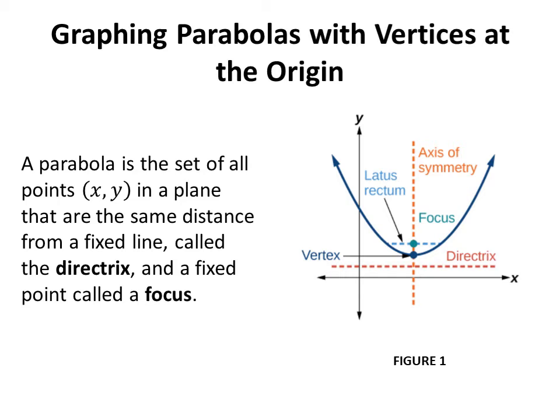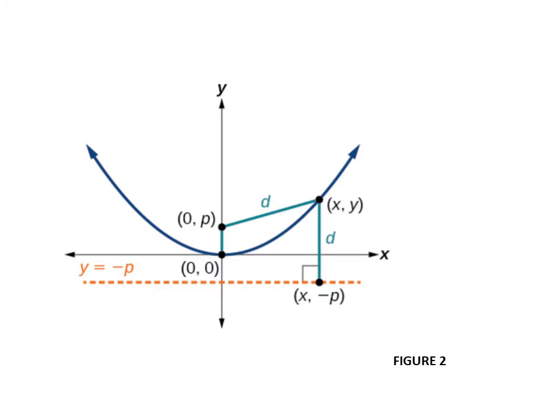The line segment that passes through the focus and is parallel to the directrix is called the latus rectum. And the endpoints of the latus rectum lie on the curve. By definition, the distance d from the focus to any point P on the parabola is equal to the distance from P to the directrix. To work with parabolas in the coordinate plane, we consider two cases. First, a parabola with a vertex at the origin, and second, a parabola with a vertex at a point other than the origin. In this video, we begin with the first case.